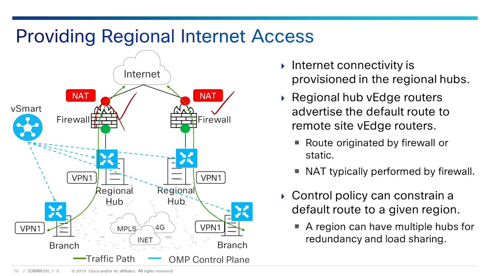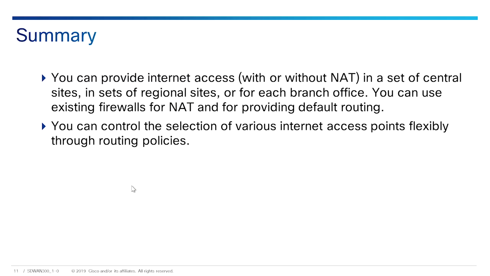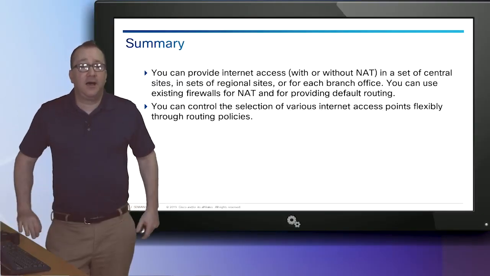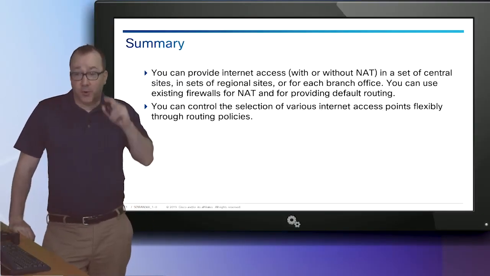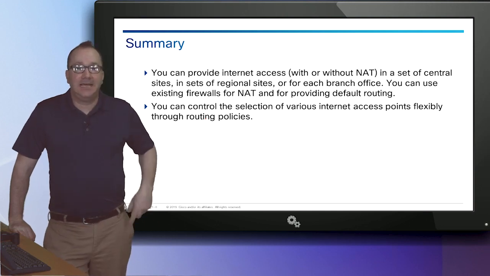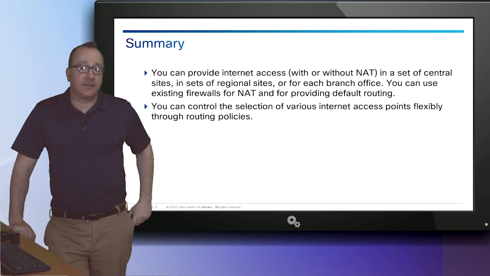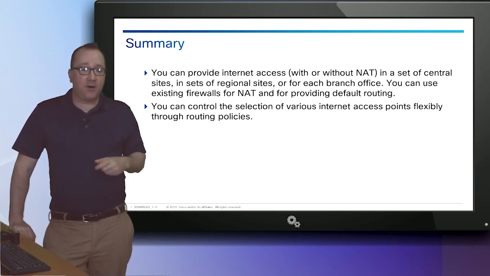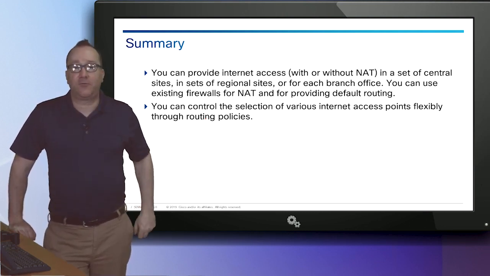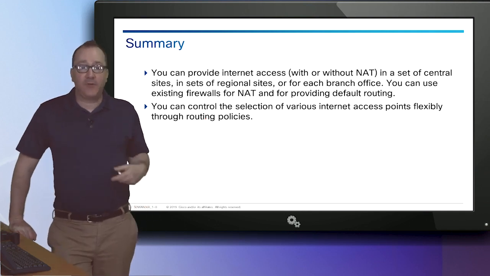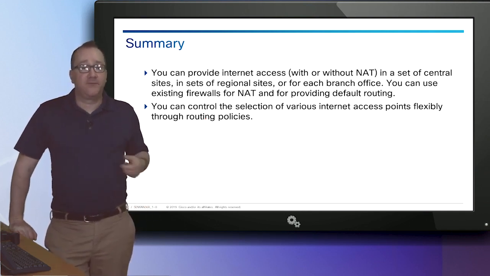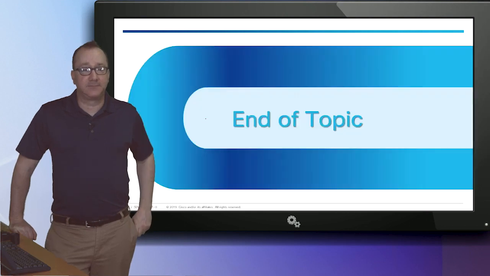Within a region, you can have a redundant set of internet access points. Load sharing is also possible. Regional internet access allows for maximum flexibility when you're designing internet access. And in summary, you can provide internet access with or without network address translation in a set of central sites, or in a set of regional sites, or for each branch office. You can use those existing firewalls for NAT and for providing default routing. You can control that selection of various internet access points flexibly through routing policies.